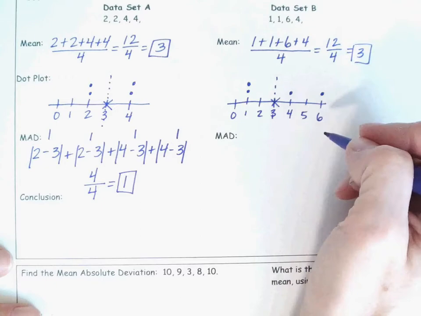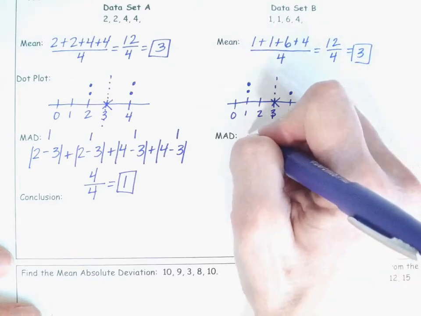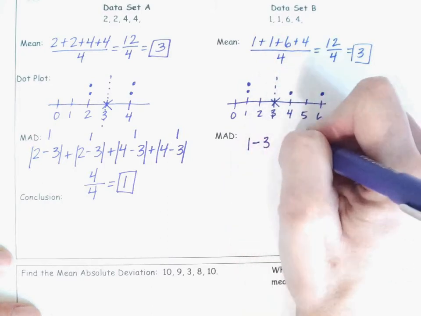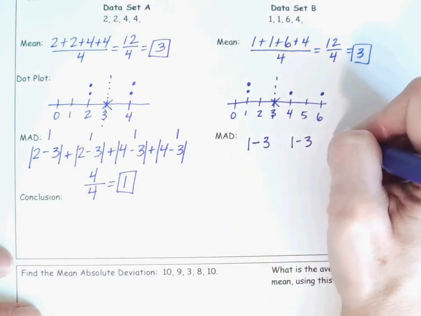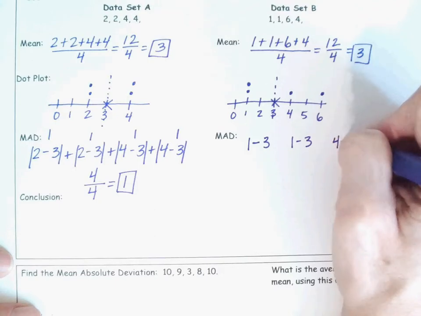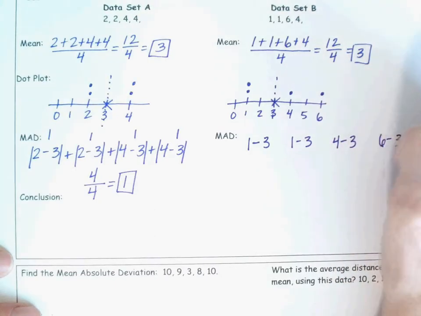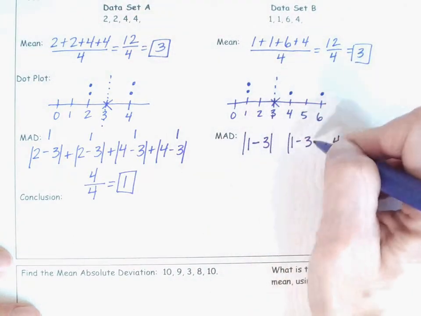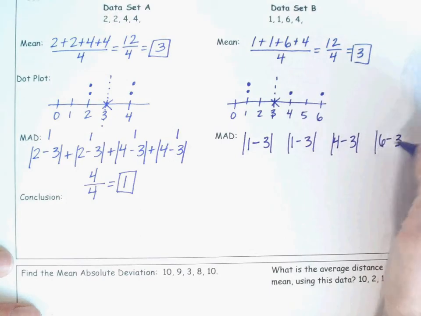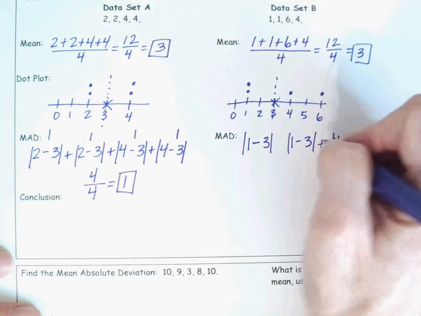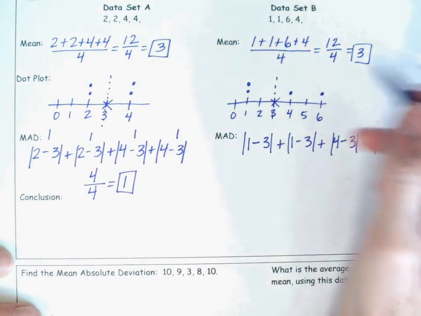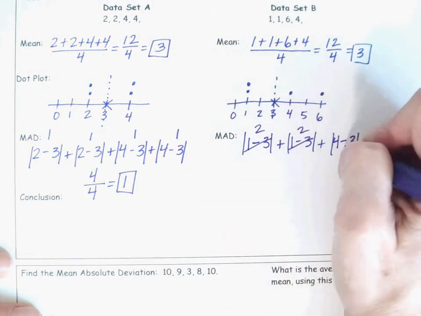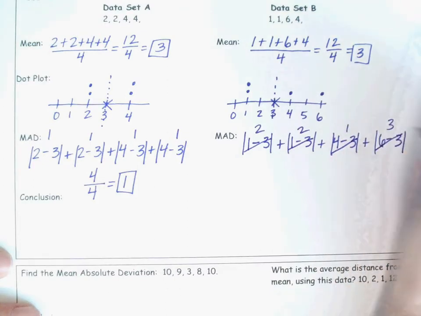Let's try this again for data set B. Again, what we're going to do is find the difference of each data value. Okay, 1 minus 3. We're going to find how far it is away from the mean, and I just read it from my dot plot. We're going to find the absolute value for each one, and then we will find its mean. So we'll add them all together and divide by how many elements there are. So the absolute value of 1 minus 3 is 2. 1 minus 3 is 2. 4 minus 3 is 1. 6 minus 3 is 3.